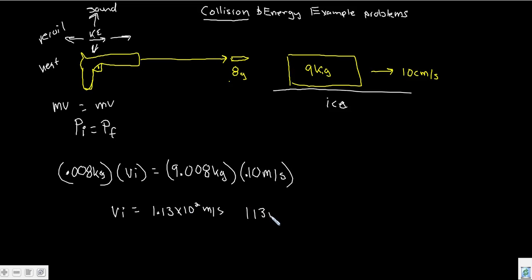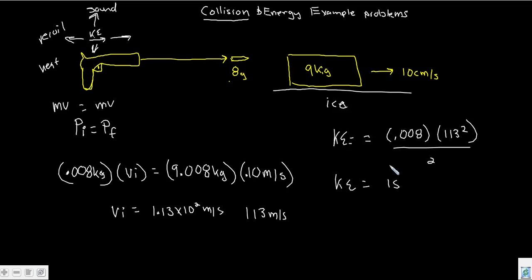And if we were to analyze the kinetic energy initial and the kinetic energy final, we would find that the kinetic energy final is less than the kinetic energy initial. So let's go ahead and do that real quick. The kinetic energy initial is going to equal the mass of the bullet, which is 0.008, times the velocity of the bullet, which we just discovered, 113 meters per second, squared, divided by 2. So the kinetic energy initial is going to equal 51.1 joules. All right, so there's my initial kinetic energy.